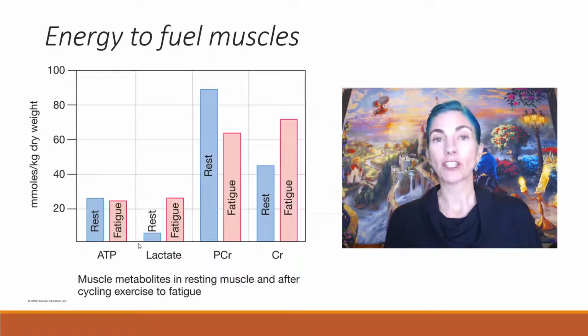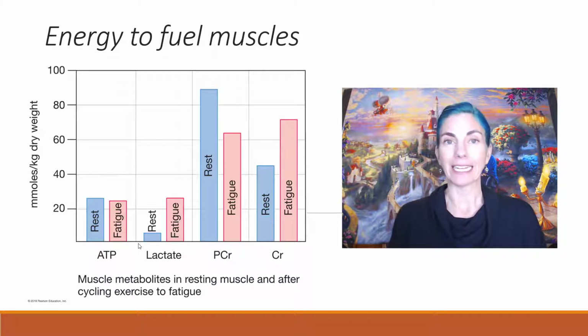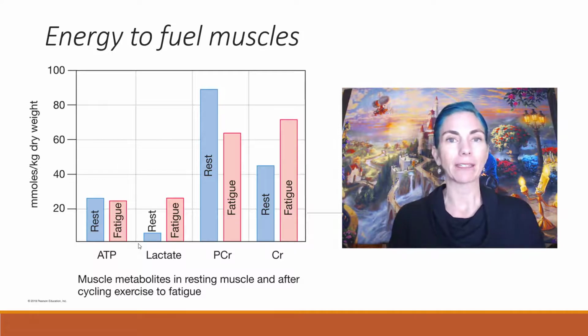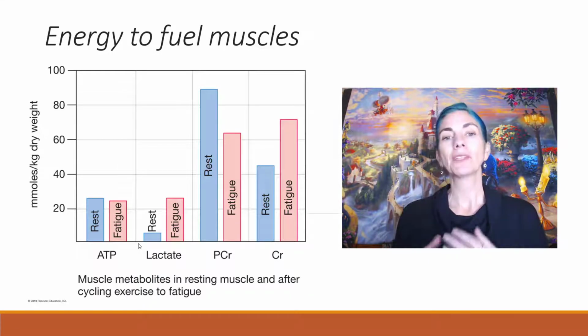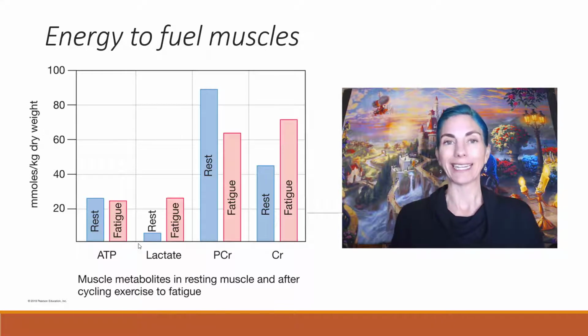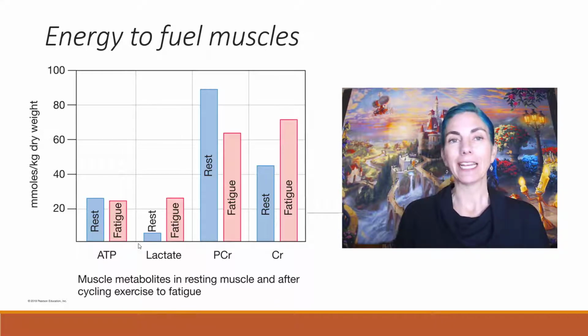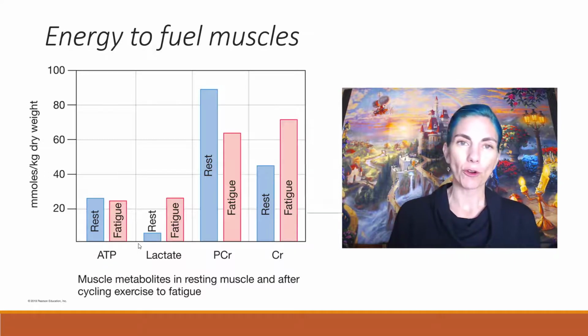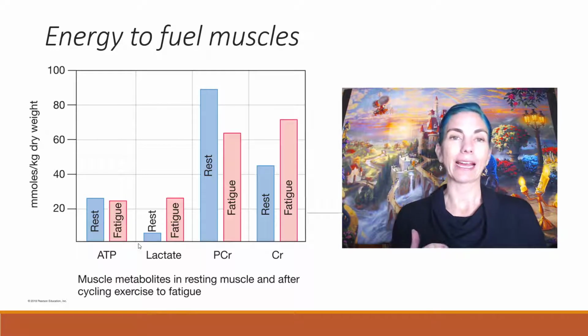There are other changes that happen as your muscle fatigues. You can see that the amount of lactate, which is the same thing as lactic acid, increases. And then something called creatine and phosphocreatine changes. PCR stands for phosphocreatine and CR is creatine. You can see here that at rest, phosphocreatine is more common, and after a muscle has been fatigued, creatine is more common. We'll get into that in a little bit.